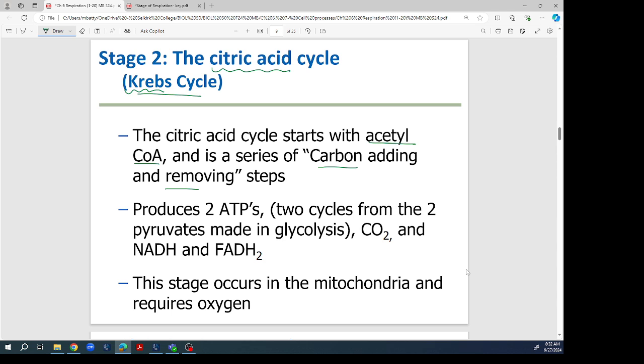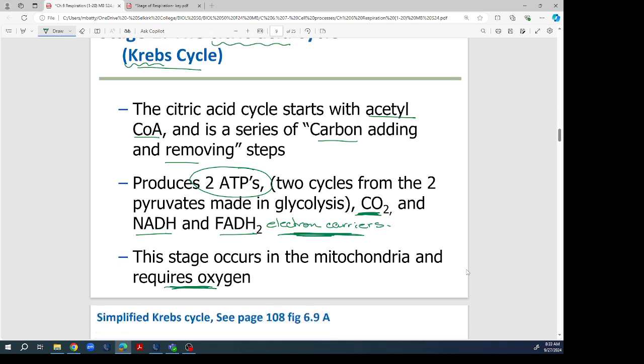As it removes a carbon in the presence of oxygen, it's going to make CO2, very similar to what we saw from pyruvate becoming acetyl-CoA. And so CO2 is produced here, and it also needs oxygen. So it requires oxygen and it produces CO2. It also produces 2 ATPs and a bunch of electron carriers. If you really want, you can keep track of the number of these and the different kinds, but I think as a good starting point, their role in this is important. So those are molecules that carry electrons to the electron transport chain.